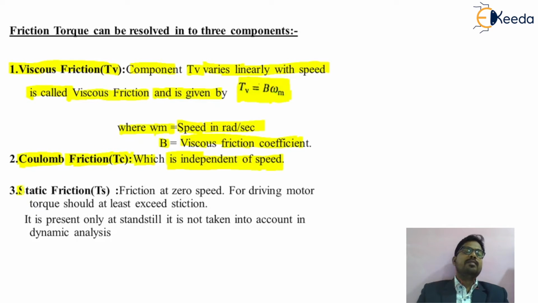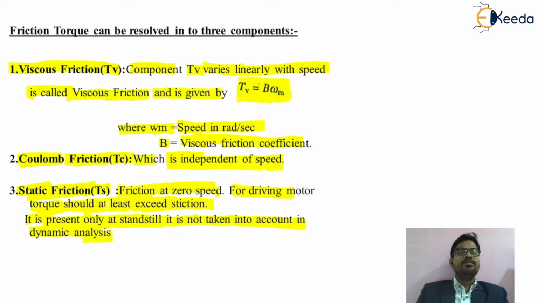And the third very important type is static friction, that is called TS. Obviously, it is friction at zero speed. For driving a motor, the torque should at least exceed the stiction value. So it is present only at standstill, and it is not taken into account in dynamic analysis. So the static friction we cannot take into account in dynamic analysis. It is present only at standstill, not in dynamic analysis.